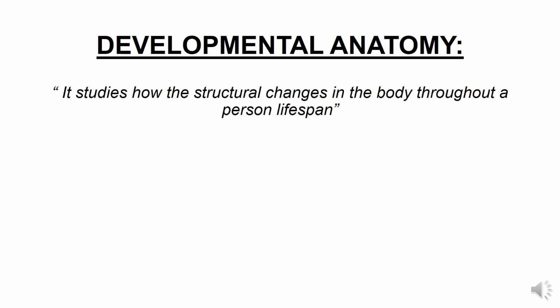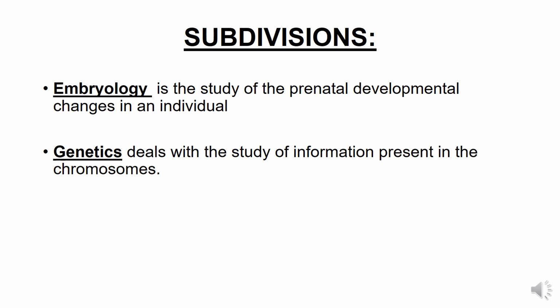Third, we have developmental anatomy. This looks at how the structural changes in the body happen throughout the lifespan of a person, from a tiny fertilized egg all the way to adulthood. This is also subdivided into different branches, and the main subdivisions are embryology and genetics. In embryology, we study the prenatal developmental changes in an individual.